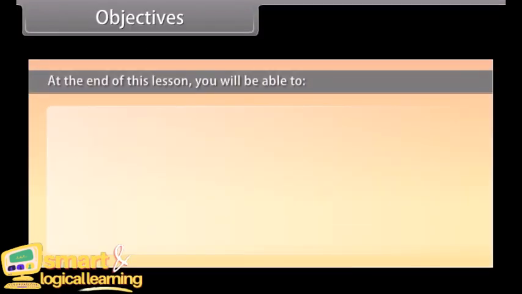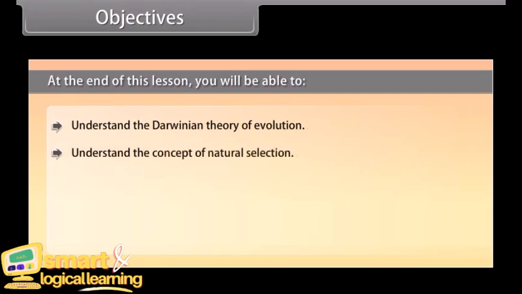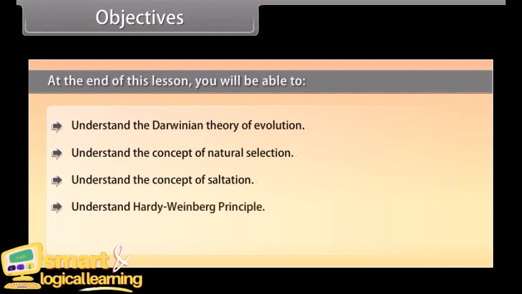Objectives. At the end of this lesson, you will be able to understand the Darwinian theory of evolution, understand the concept of natural selection, understand the concept of saltation, understand the Hardy-Weinberg principle, and know the various ancestors of Homo sapiens.